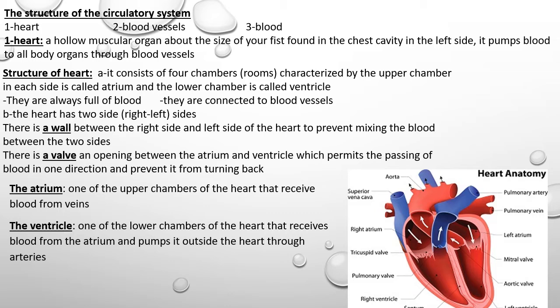The atrium is one of the upper chambers of the heart that receives blood from veins. The ventricle is one of the lower chambers of the heart that receives blood from atrium and pumps it outside the heart through arteries.